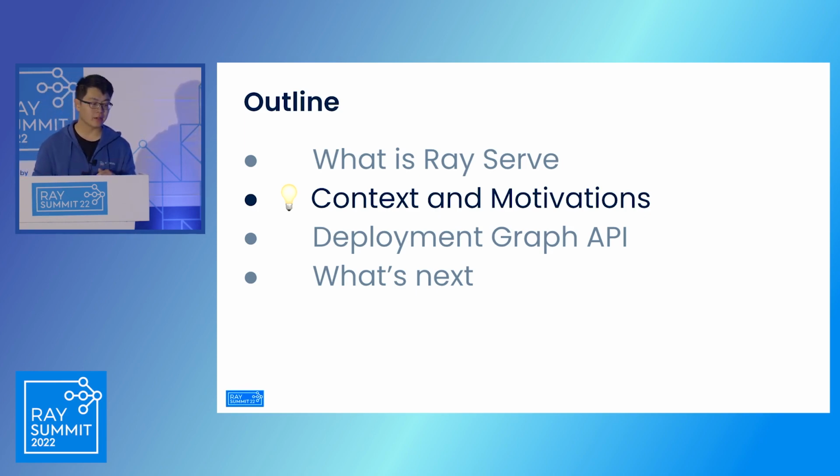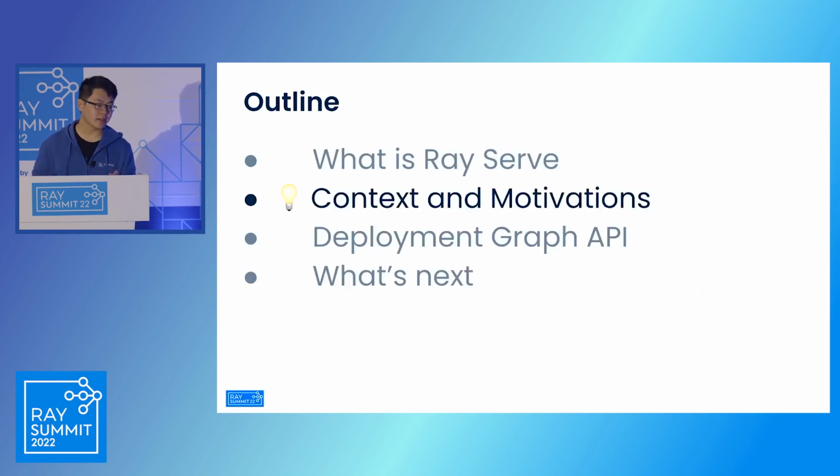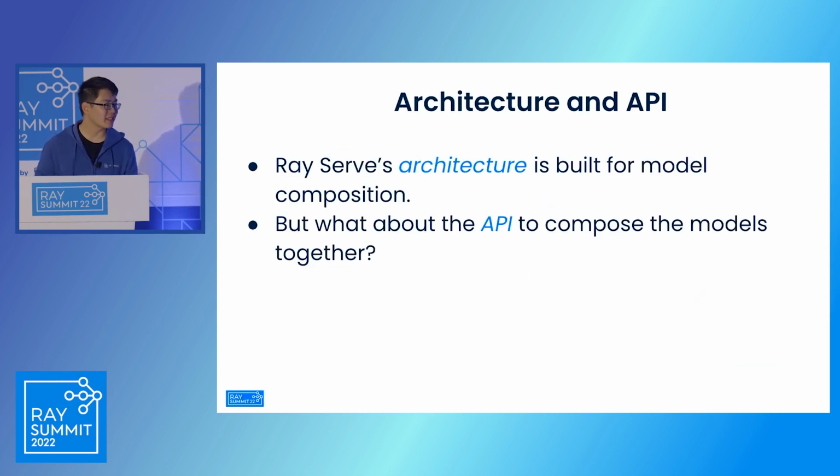Now I'm going to give you a little more context and motivation about the API. So again, take a look at this architecture. Imagine how you would write it in code. If you want to write it in code, it's a little bit tricky. We get the architecture right, but the API to compose everything together requires a lot of deep understanding and expressiveness.